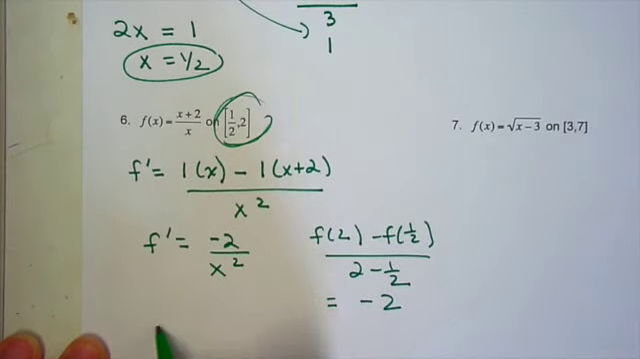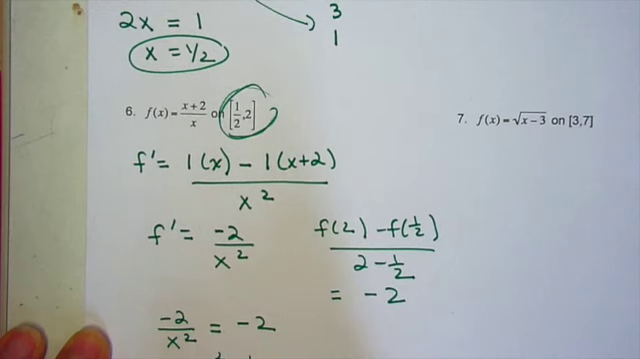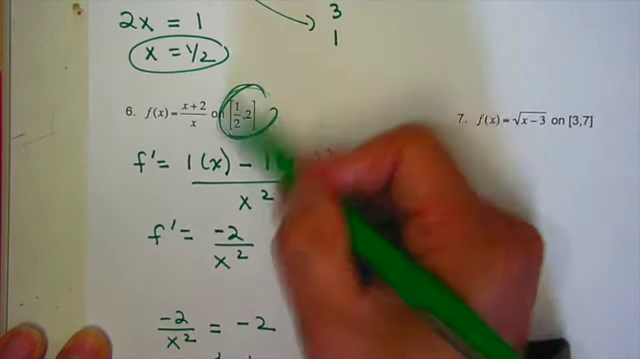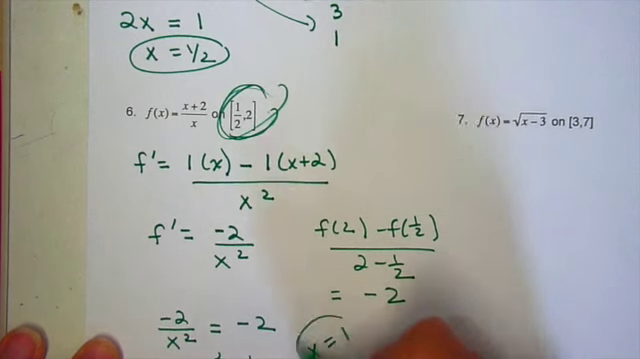So there's a place where the derivative is equal to the average rate of change. Cross multiply, solve it however you need to. You get x equals plus or minus 1. But make sure your answer is in the interval. So the only value that is in that interval is x equals 1.